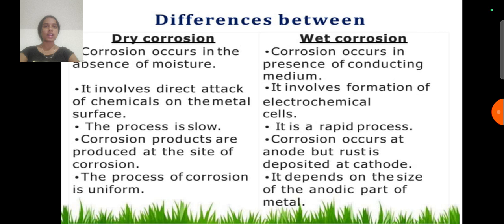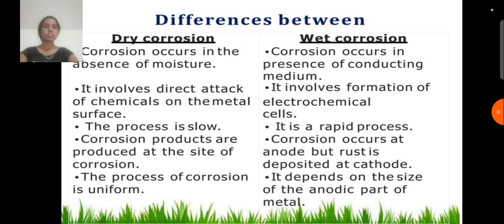Dry corrosion occurs in the absence of moisture, and wet corrosion occurs in the presence of a conducting medium. Dry corrosion involves direct attack of chemicals on the metal surface, and wet corrosion involves formation of electrochemical cells. Dry corrosion is a slow process, and wet corrosion is a rapid process. In dry corrosion, products are produced at the site of corrosion, and in wet corrosion, corrosion occurs at the anode, but rust is deposited at the cathode.